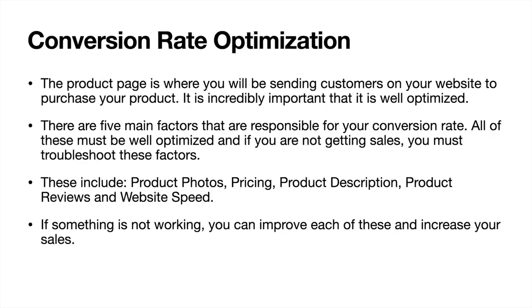So now I'm going to talk about conversion rate optimization, which is optimizing your product pages for sales. So the product page is where you will be sending customers on your website to purchase your product. So from ads, you will be linking customers to the product page. It's incredibly important that the product page is well optimized if you want to be profitable. So there are 5 main factors that are responsible for your conversion rate. All of these must be well optimized, and if you are not getting sales, you must troubleshoot these factors.